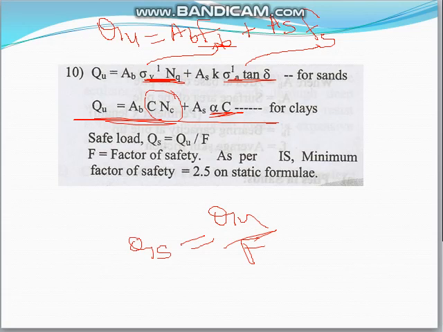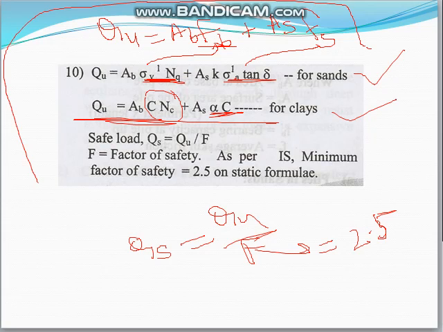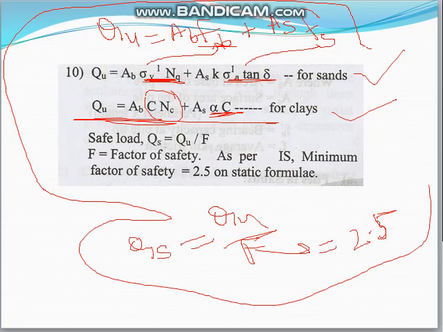Safe load is equal to ultimate load bearing capacity divided by the factor of safety. This factor of safety as per Indian standard will be taken as minimum 2.5 in the static formula. These are for the sands, these are for the clays. So these are the two different formulae, very important, you need to remember them in all the examinations, in particular in the GATE examination.